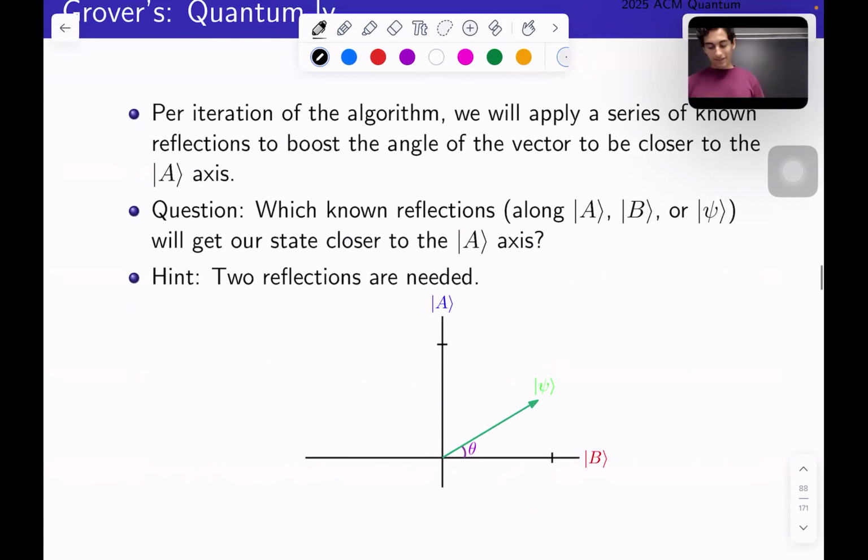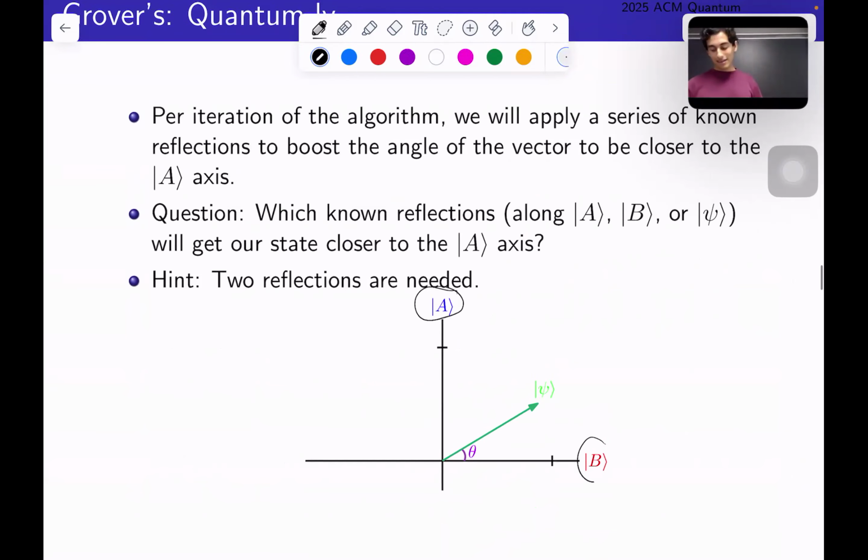So let's say you're given some vector in this space and you want to somehow get it closer to the a-axis, but all you can do is reflect about the a-axis, the b-axis, or the psi-axis. That's all you know. Forgetting about all the quantum, does anyone have any idea how you would do this? The hint is that you would need to reflect about two things in a specific sequence. Reflect about B and then reflect about original psi. Okay, yeah, that's correct.